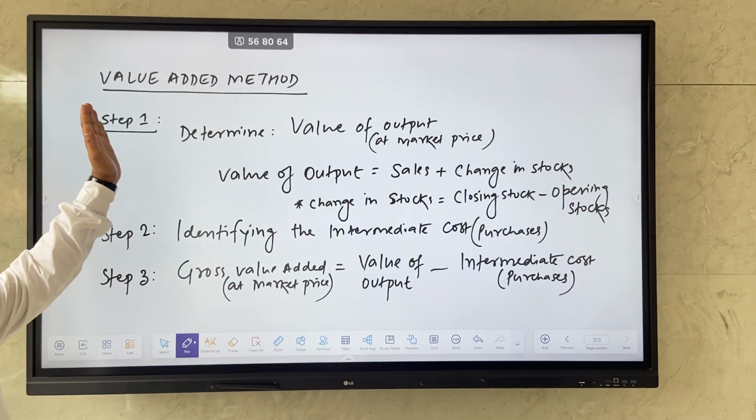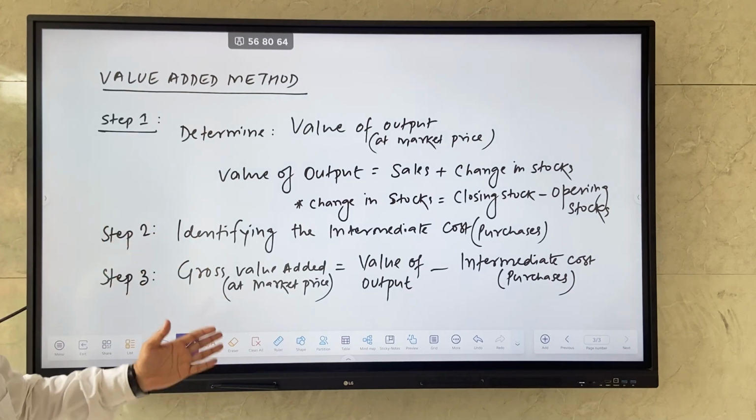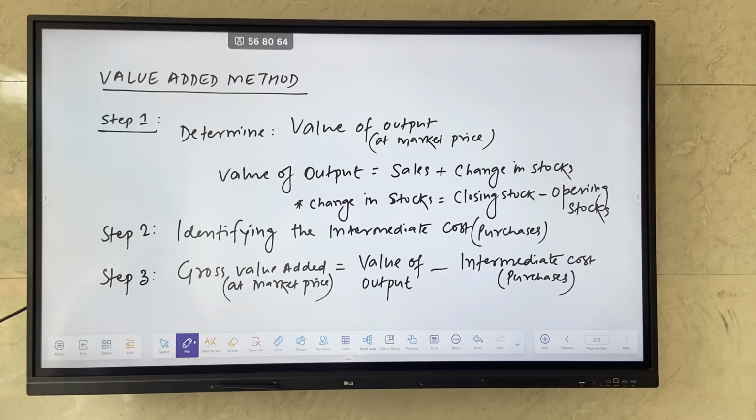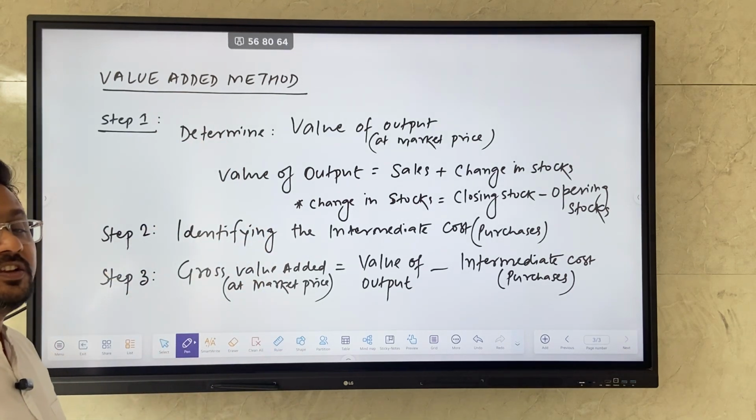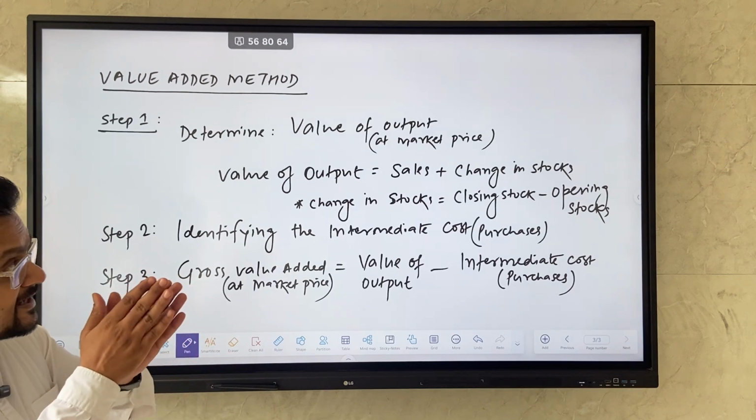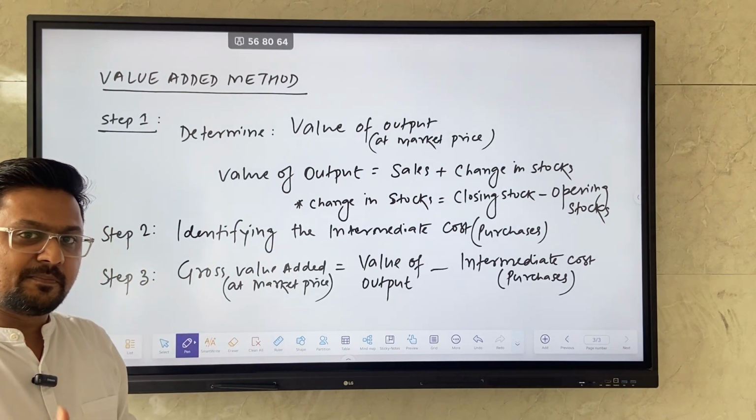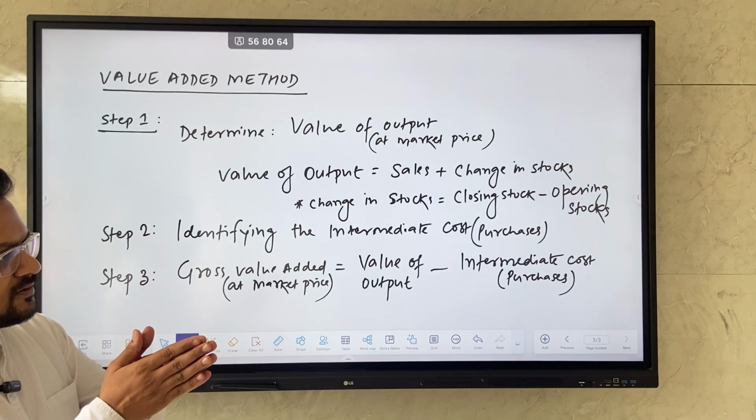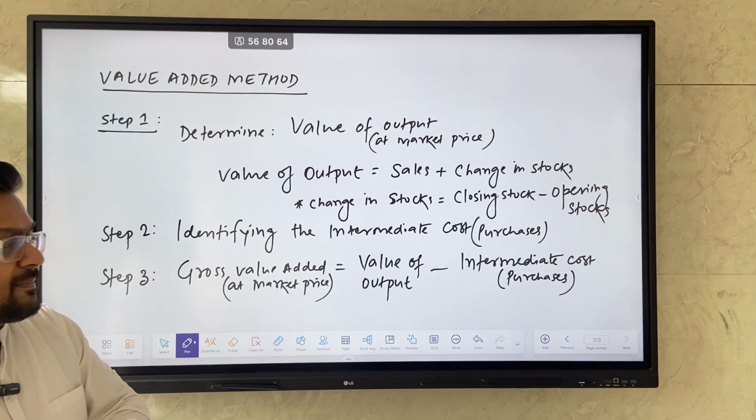So to calculate national income using value added method, we have very simple three steps, right? Step number one, first we have to determine value of output at market price. That is, what worth of goods and services basically produced in the market. Okay, it can be determined in a very simple manner.